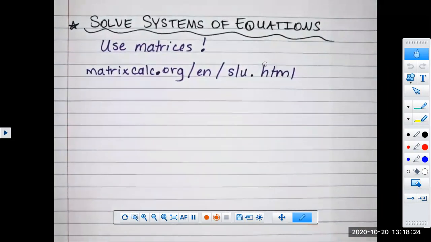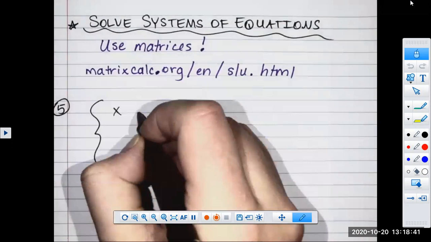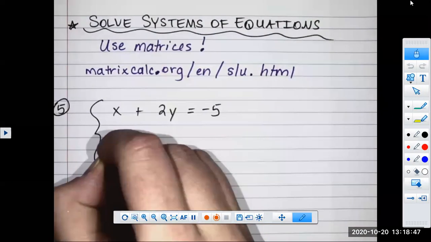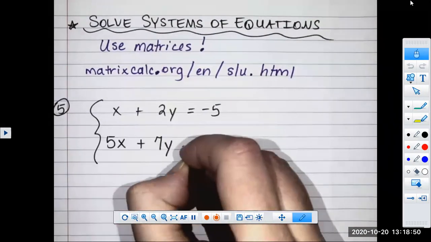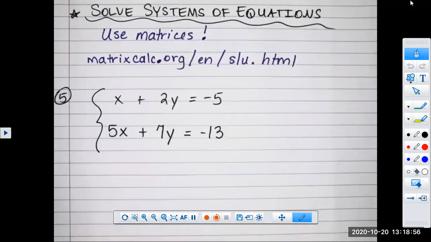All right, I posted the link to this in your Schoology folder for 12.3 and 12.4, so it's in there for you. We're gonna go over one example and then we'll be done. All right, you can go to that website, and when you get to that website, I'm going to show you what to type in a second.